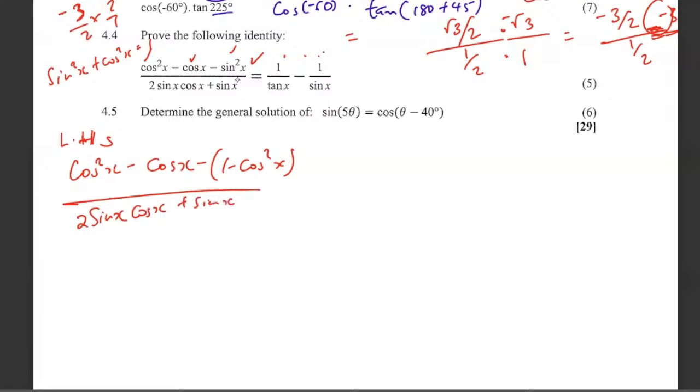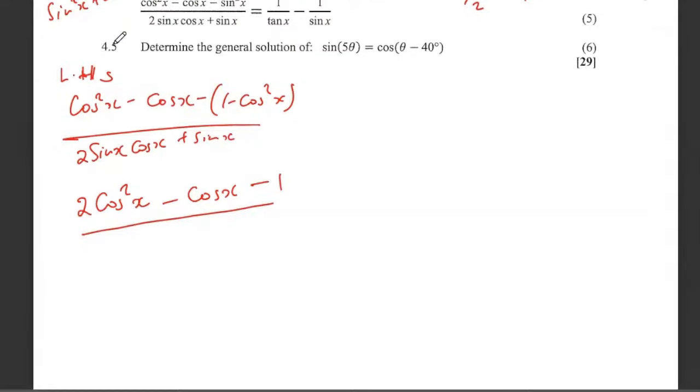When I open up that, I'm going to have 2 cos squared x minus a cos x minus 1. Okay, I can factorize that, take out what is common, which is the sine x. I'll be left with 2 cos x plus 1.